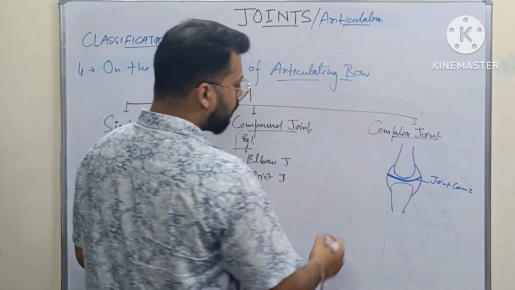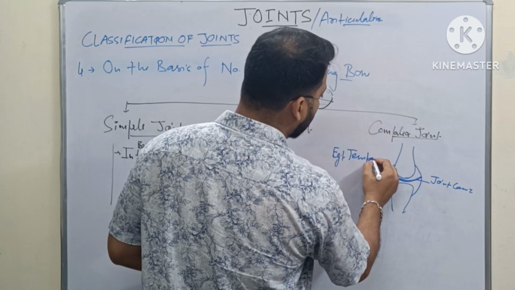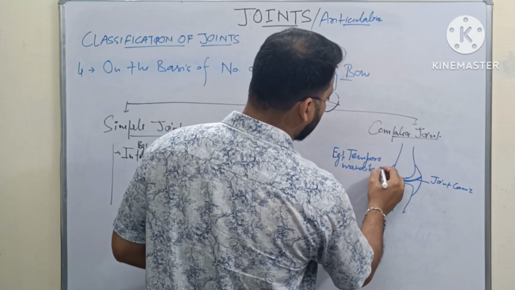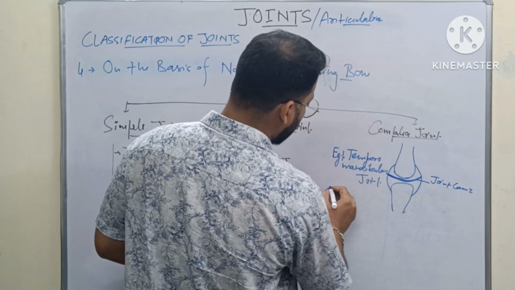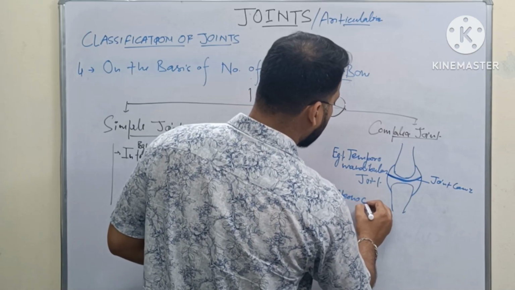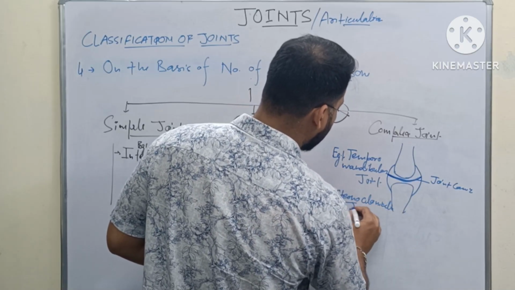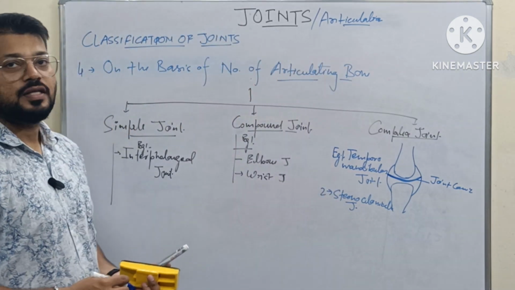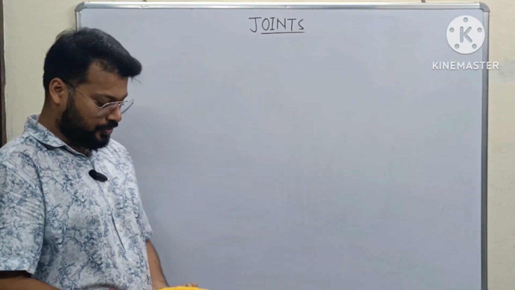And the examples of the complex joint are the temporomandibular joint, or second, the sternoclavicular joint. Okay, so this is the classification of the joint. Now let us talk about fibrous joint.